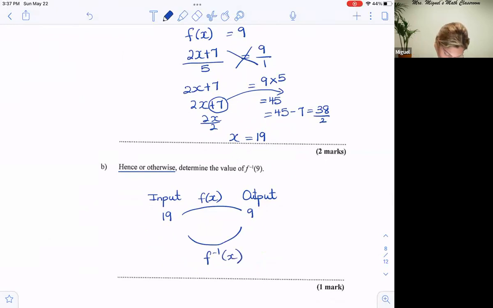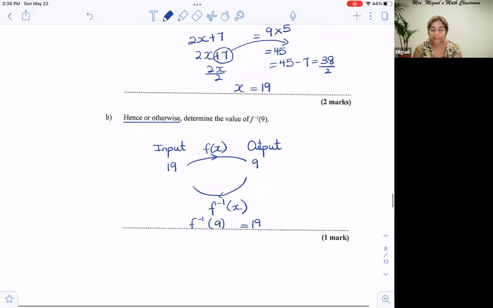So whereas f of x takes 19 and produces 9, the inverse just reverses it. So the inverse takes 9 and it produces 19. So f inverse of 9 is 19.